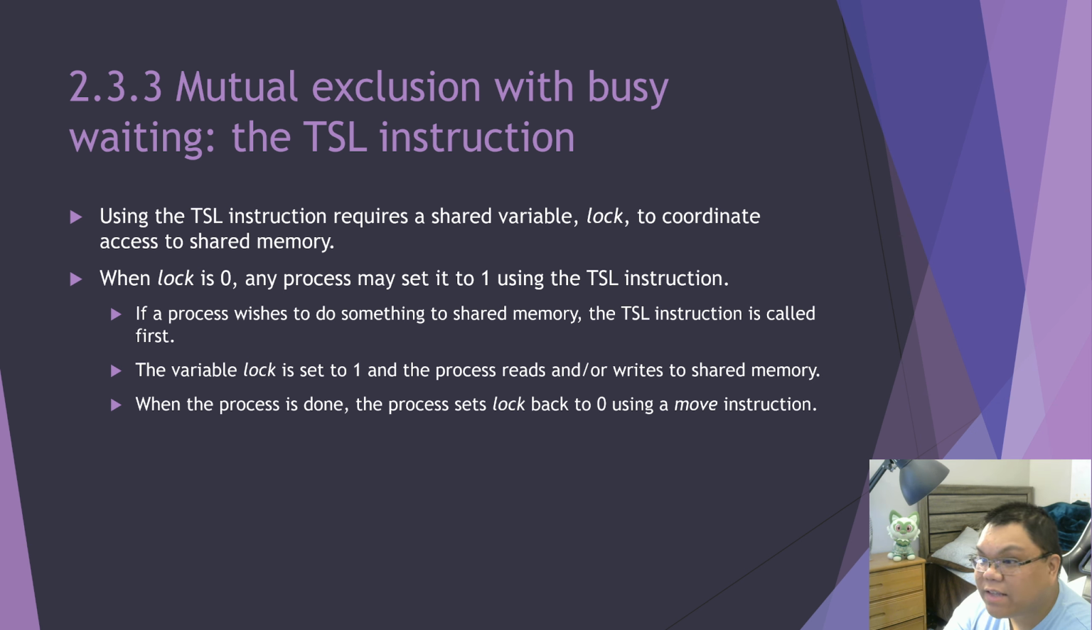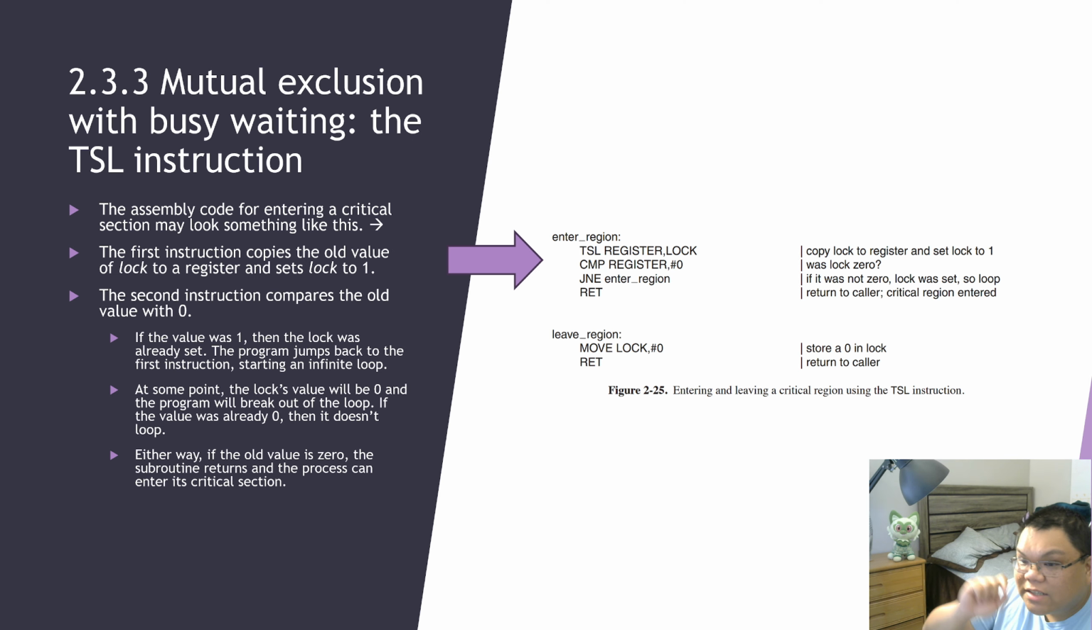Using the TSL instruction requires a shared variable lock to coordinate access to shared memory. When lock is 0, any process may set it to 1 using the TSL instruction. If a process wishes to do something to shared memory, the TSL instruction is called first. The variable lock is set to 1, and the process reads and or writes to shared memory. When the process is done, it sets lock back to 0 using a move instruction. And the assembly code for that might look something like this.